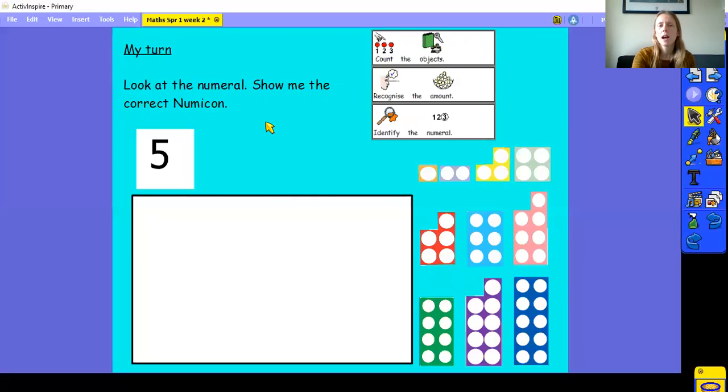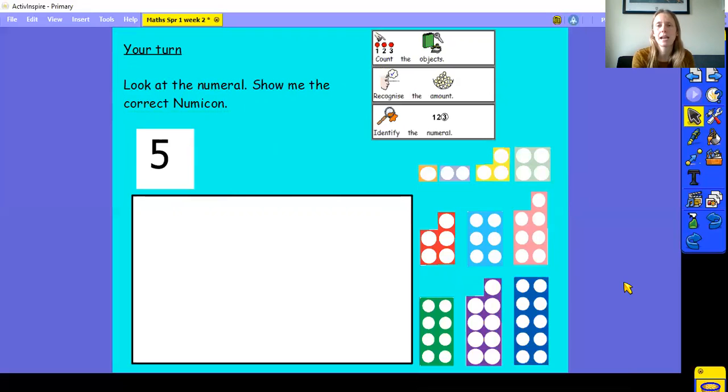Let's have a go. I'm going to let you have a turn this time. Pause the video while you have a turn. Don't forget, look at the numeral first and then find the Numicon piece that shows the number.